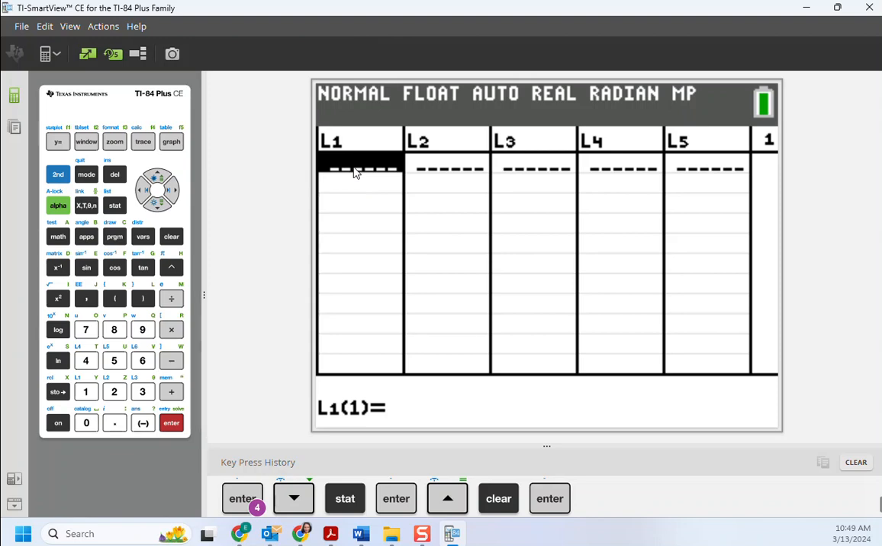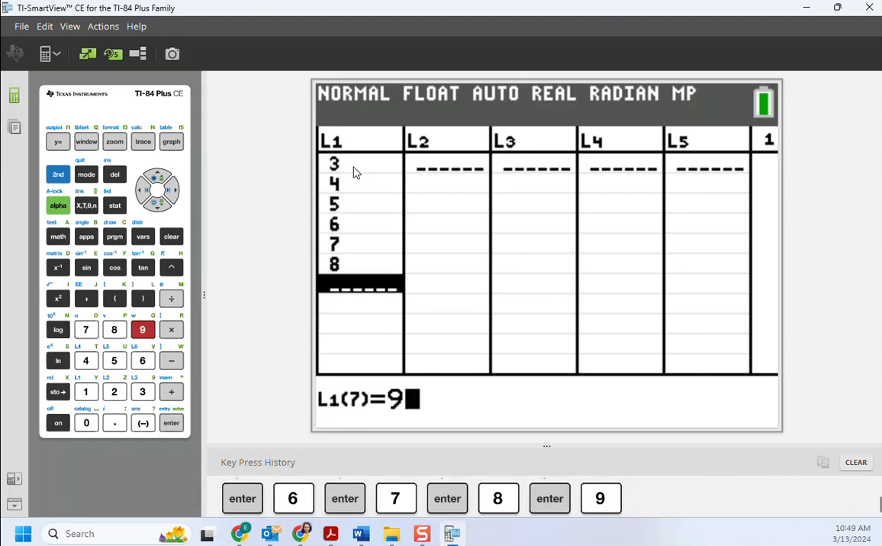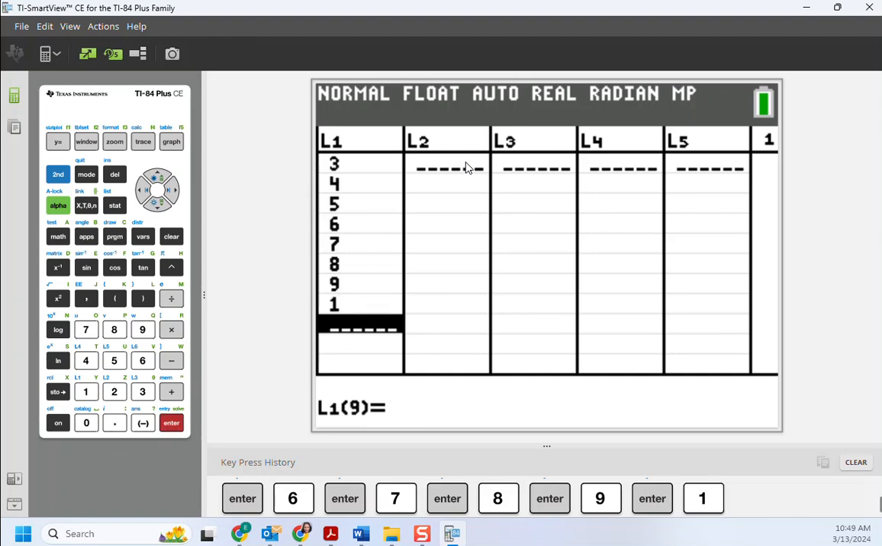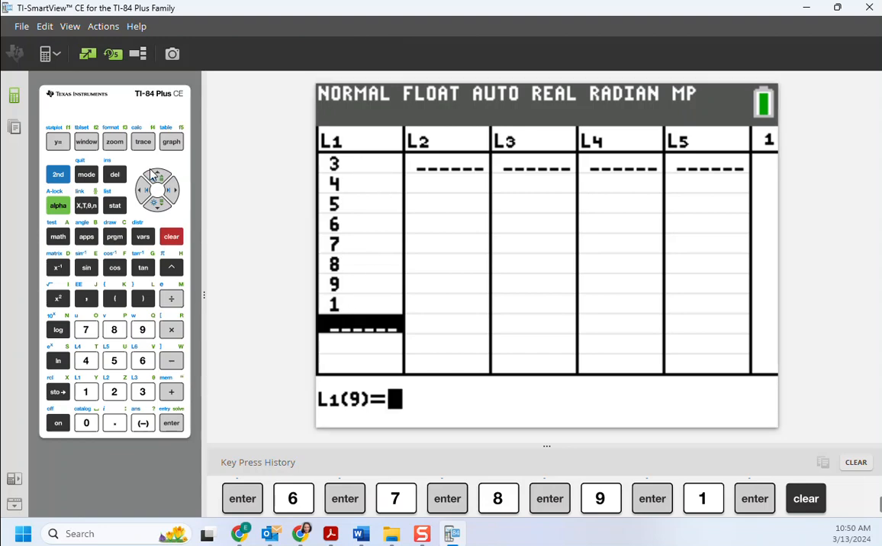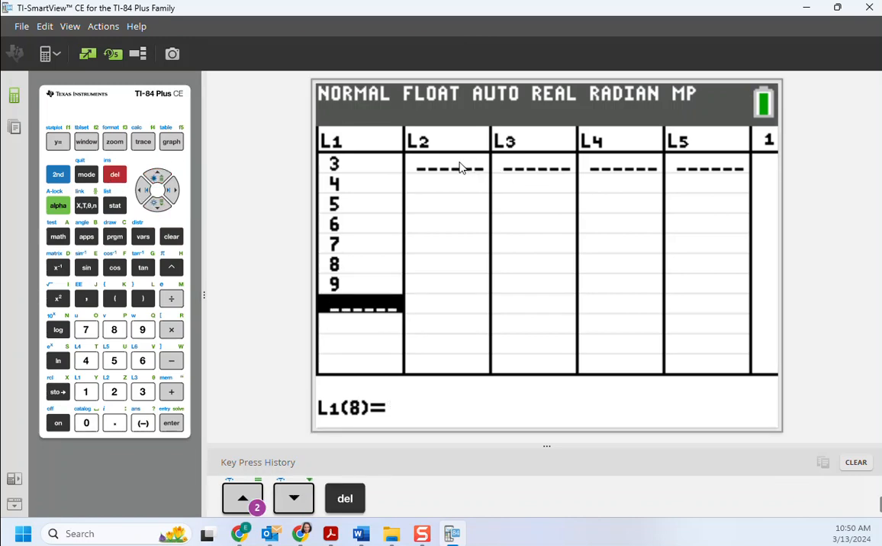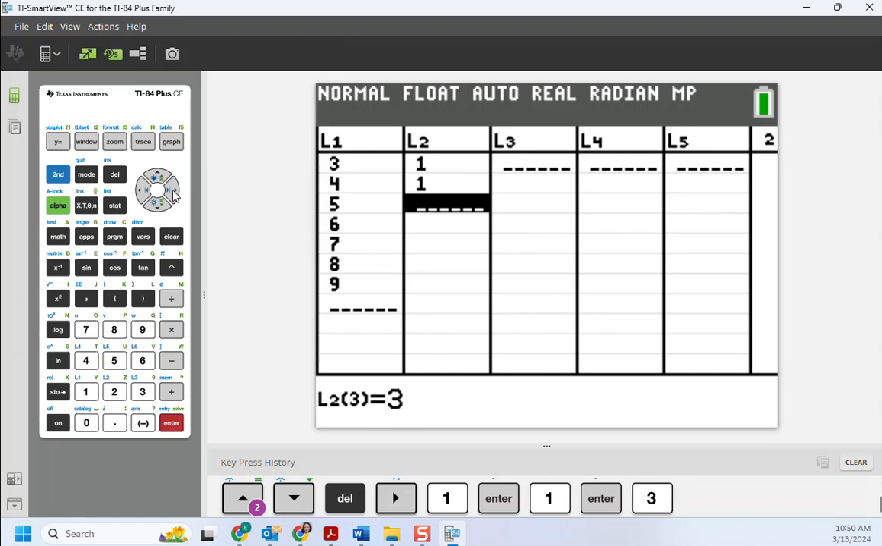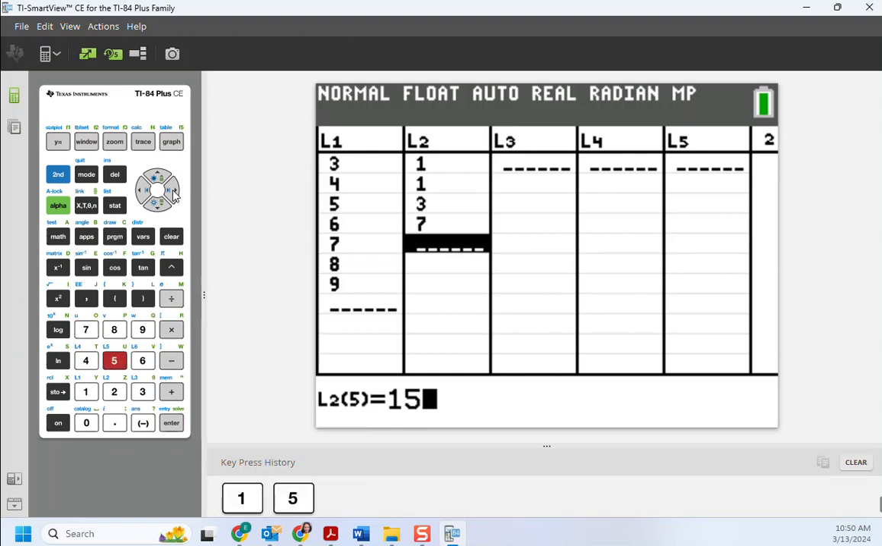So 3, 4, 5, 6, 7, 8, 9. And then the frequency, and these are on your notes. 1. Oh, that's not what I want to do. Go back here. Right. Okay. 1, 1, 3, 7, 15, 8, and 5.